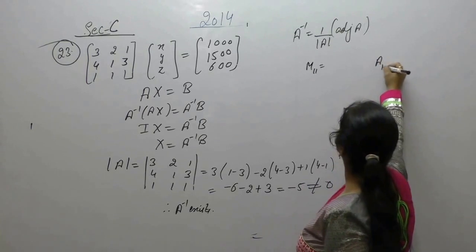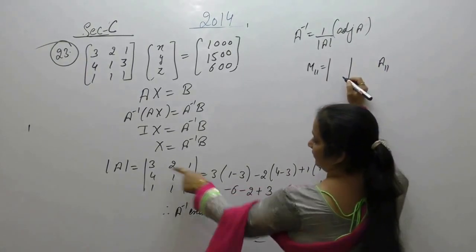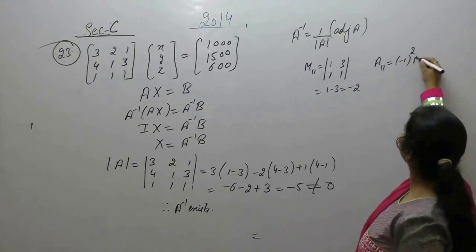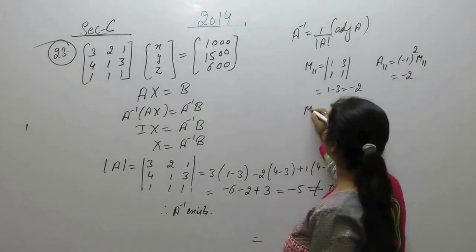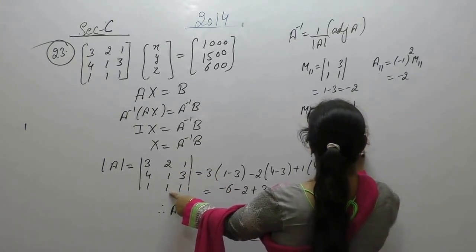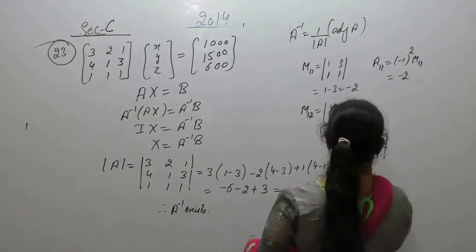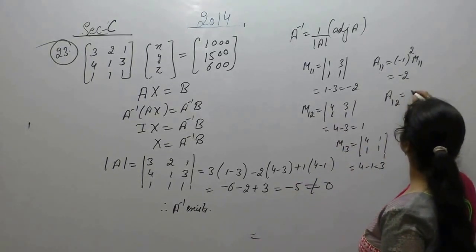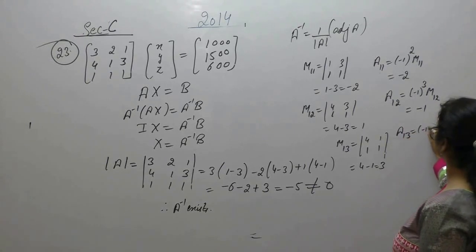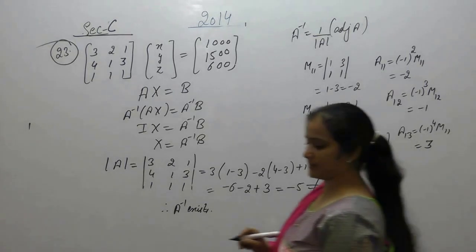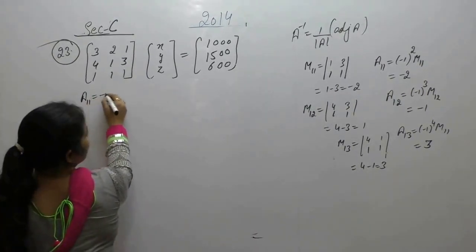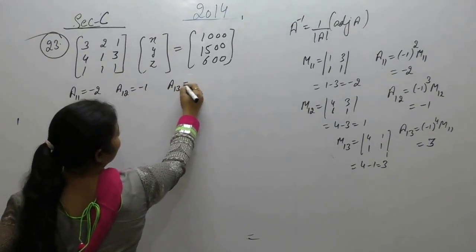माइनर्स एंड कोफैक्टर्स निकालेंगे, हम कोफैक्टर्स को A से डिनोट किया है। M11 leaving first row and first column. Minus 1 power 1 plus 1 is 2 into M11, that is minus 2. Similarly for others, M12 leaving first row and second column, M13 first row and third column. So A12, minus 1 power 1 plus 2 is 3, and M12 is 1, so minus 1. A13, 4, minus 1 power 4 is plus. So we get the value of A11 is minus 2, A12 is minus 1, A13 is 3.